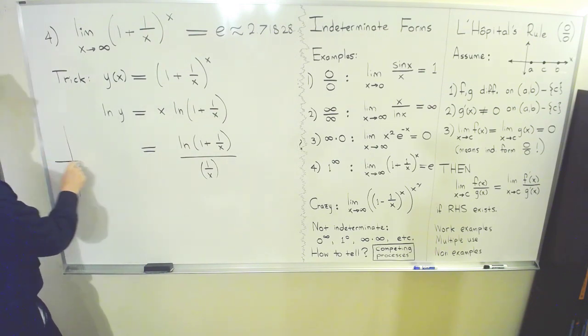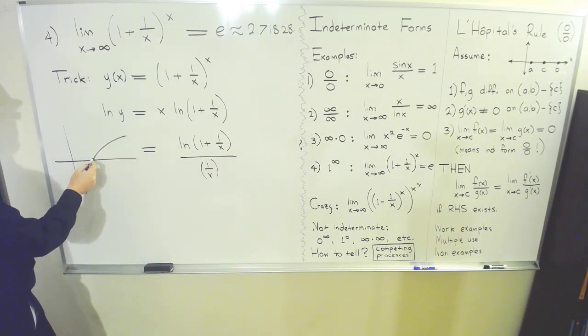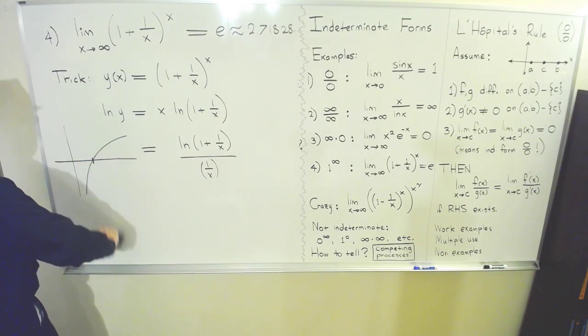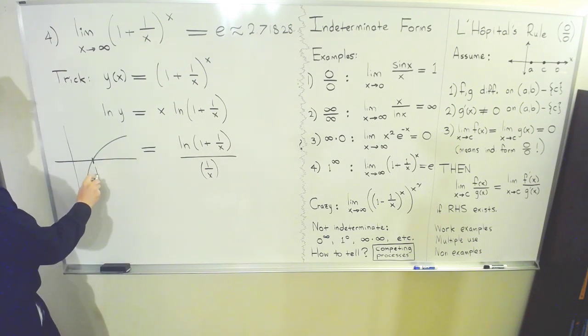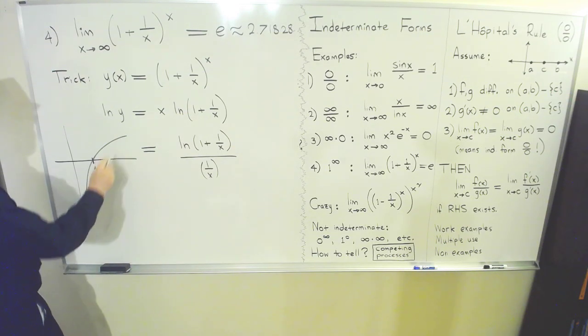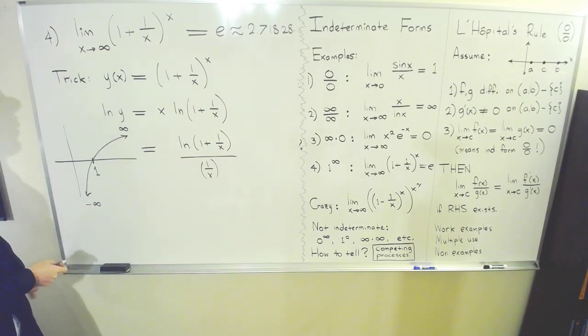let me just sketch for you. Remember how the log function looks. The log function looks like this. This is where x equals 1. I'll just put the value of 1 here. This is where it crosses the axis, so this is where the value is 0. And then here it's going down to negative infinity, and here it's going up to positive infinity. That's what the ln function looks like.